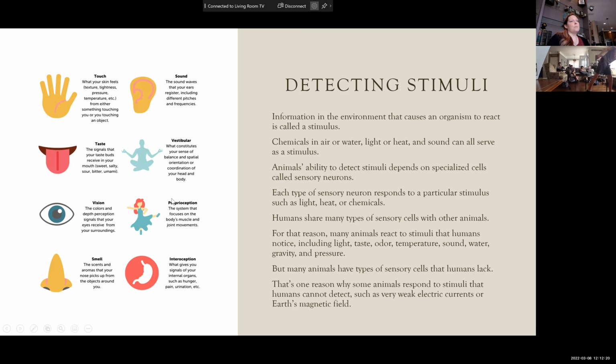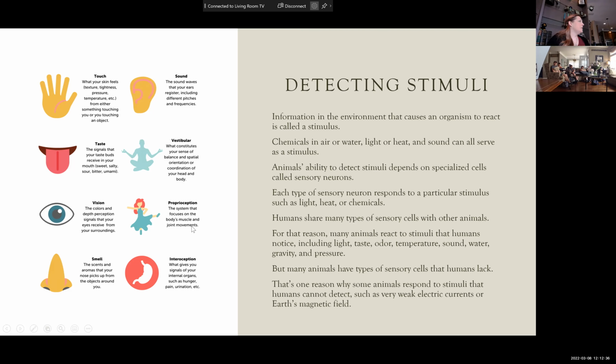These three right here are probably ones you don't think about as much, but you've got your vestibular sense. This has to do with your head and your body and how it's coordinated. So if you're somebody who gets motion sickness, your vestibular sense is causing it.